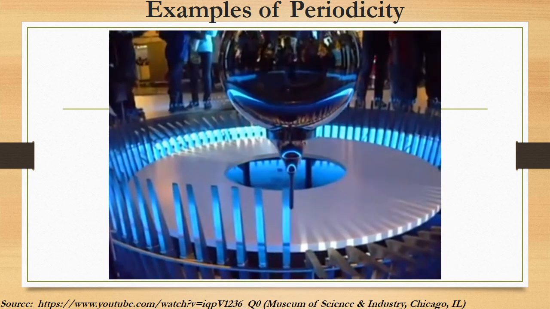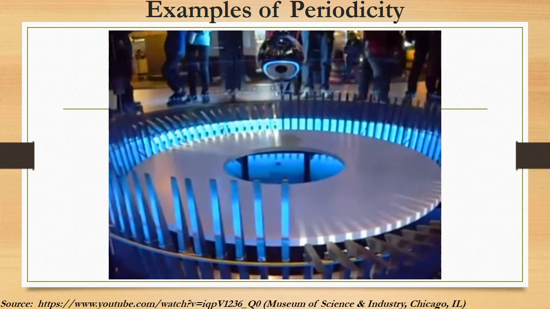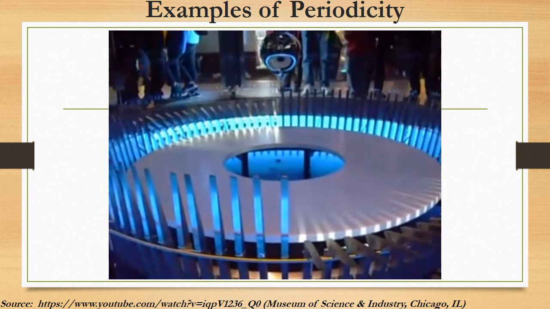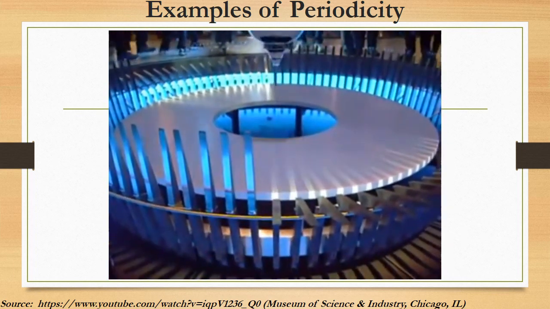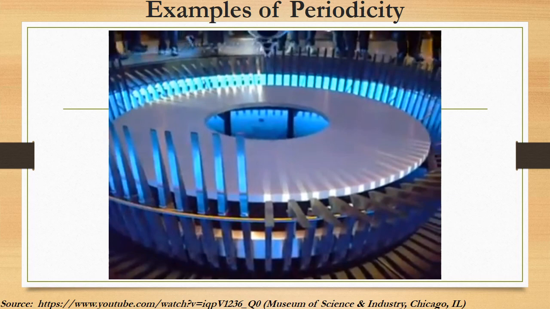This is actually a recreation of a classic experiment, Foucault's pendulum. This is at the Chicago Museum of Science and Industry. So this pendulum is another example of motion that repeats in a predictable fashion. And we can use examples like the pendulum, which we'll do in a moment, to try to derive some mathematical understanding of how periodic motion functions.